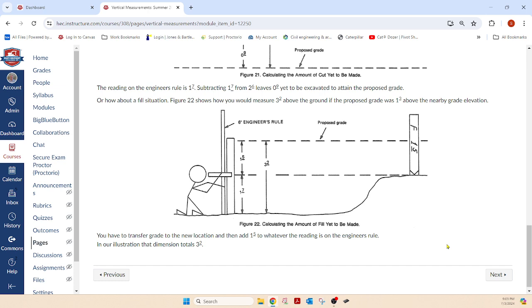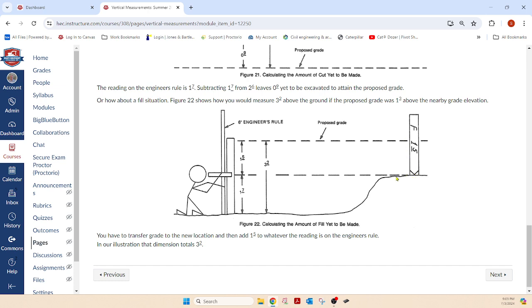Repetition strengthens and confirms. Figure 22 shows how you would measure 3 2/10 above the ground. We have a fill above the ground if the proposed grade is 1 3/10 above the nearby grade elevation. Right here tells me that from the proposed grade down to this crow's foot is how much? It's 1 5/10 from here to here.